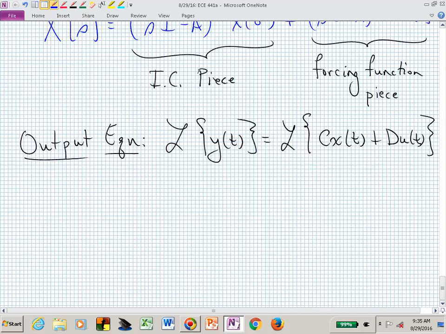No, this is just a linear combination of state variables through the output vector C and inputs through the direct feed-through matrix D. These are all just non-dynamic. It's simply a relationship that provides us with the output, which allows us now to say that capital Y(s), the Laplace transform of the output, is C times X(s) plus D times U(s).